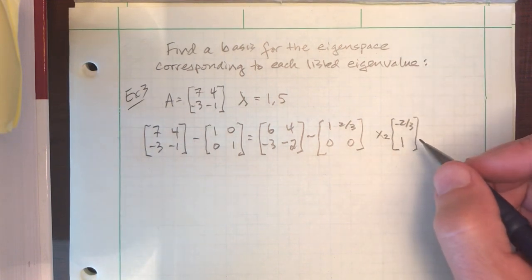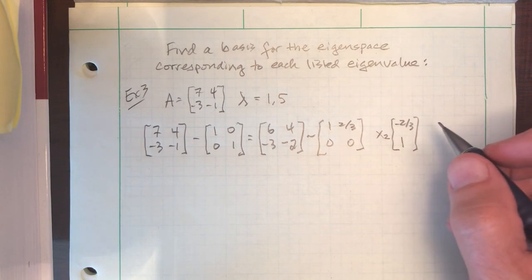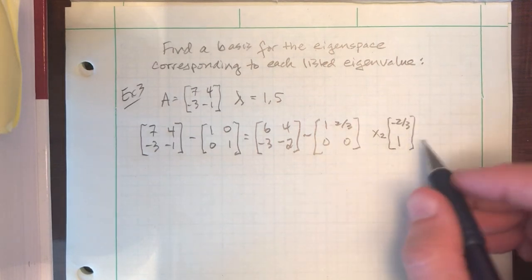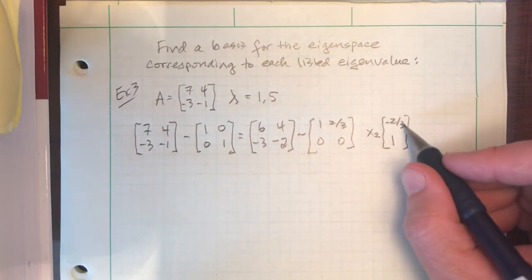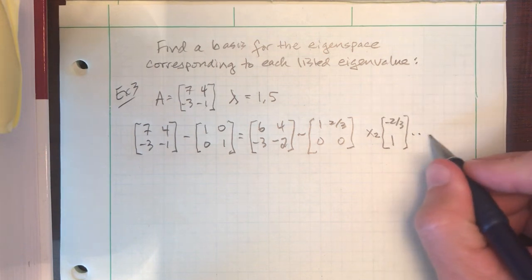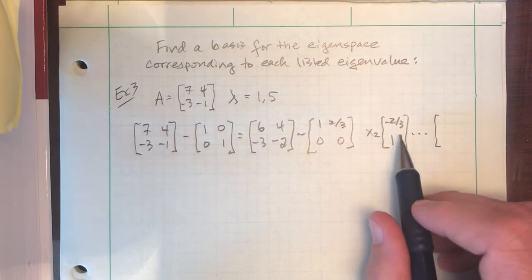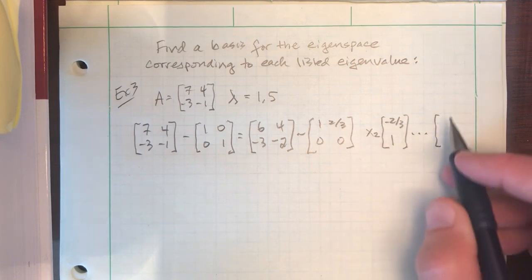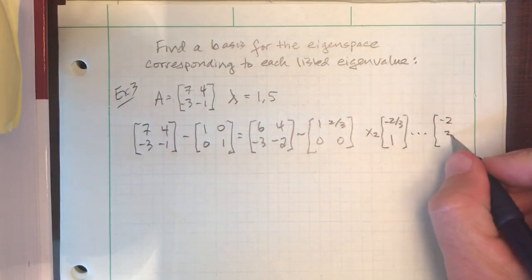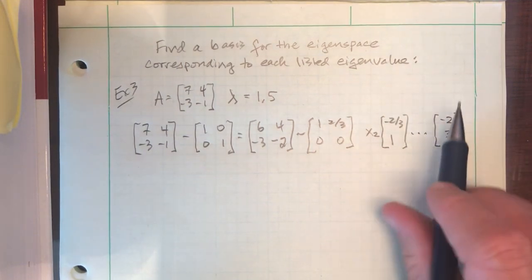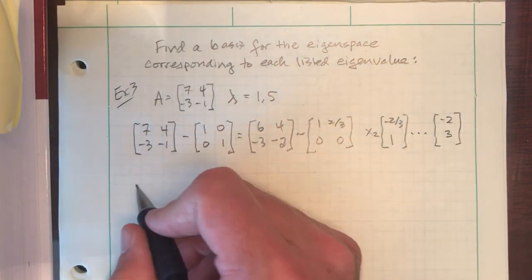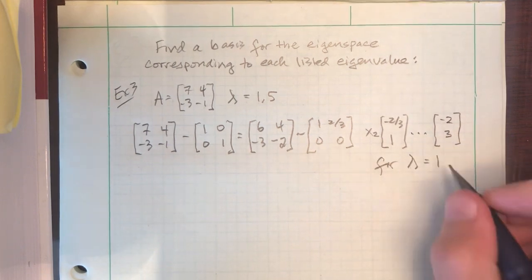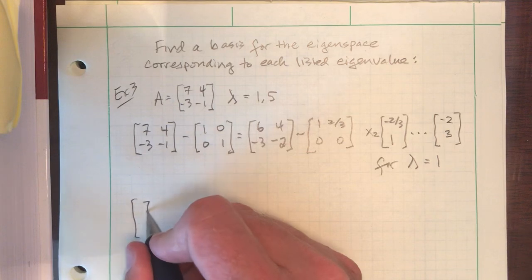And so we could say a basis for this is negative 2/3, 1. But this is where you can scale that if you'd like. I prefer not to see fractions, so how about we just scale by 3, and we'll have negative 2, 3 to serve as our basis for the eigenspace corresponding to 1. So I'll just put a note. That's for lambda 1.